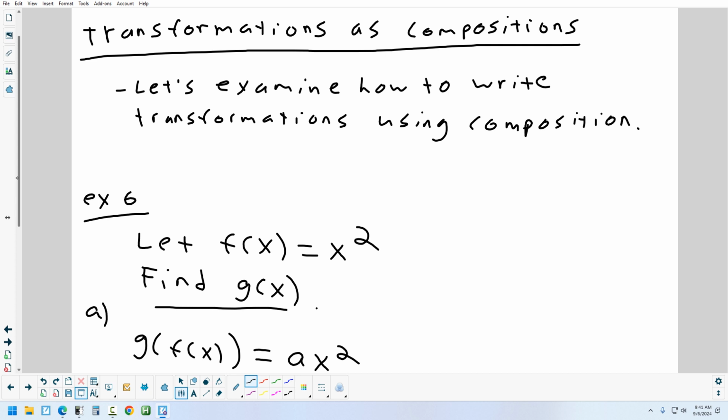So the first one is essentially a vertical stretch. Somehow you're composing two functions together and you're ending up with a number in front of x squared. That's a vertical stretch. We talked about that yesterday. So look at what they're giving you. g of f of x equals ax squared. What do they tell you f of x is? X squared. They tell you it's x squared.